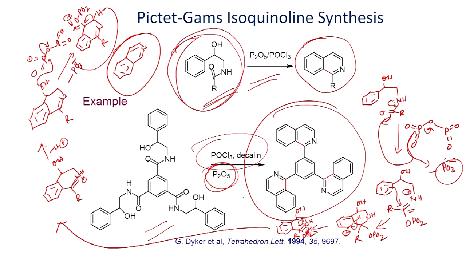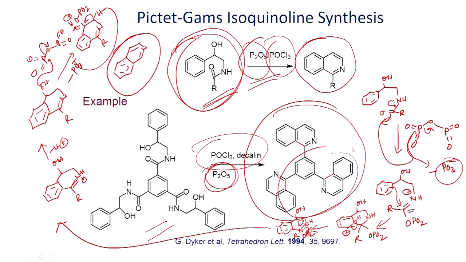Suppose if you have this amide which is bonded with this aromatic system, you can try to cyclize intramolecularly in the presence of phosphorus pentoxide and POCl3. In a similar way, you can try to draw the mechanism. So, you can get this isoquinoline derivative.